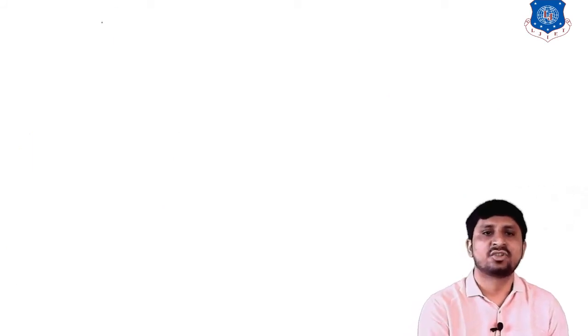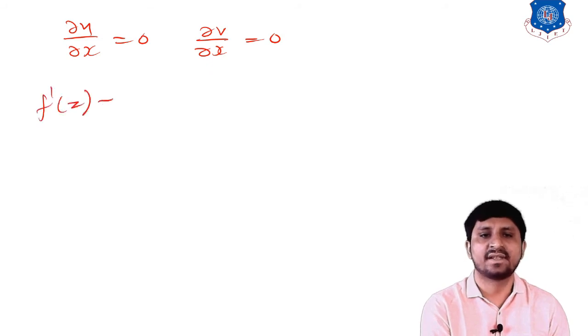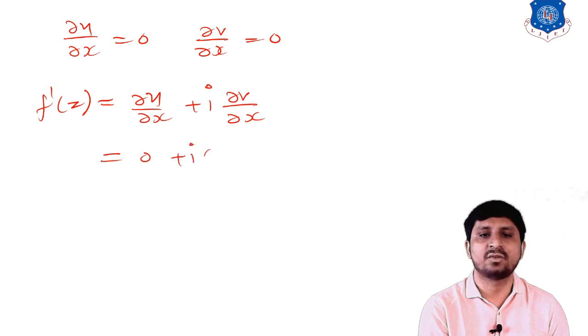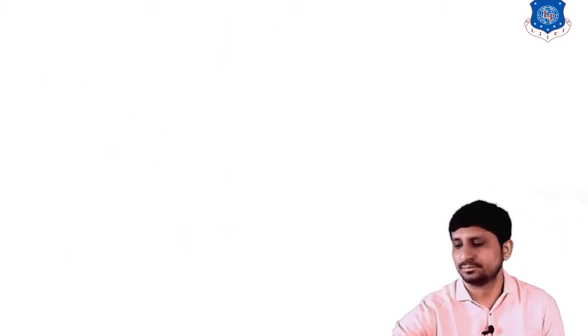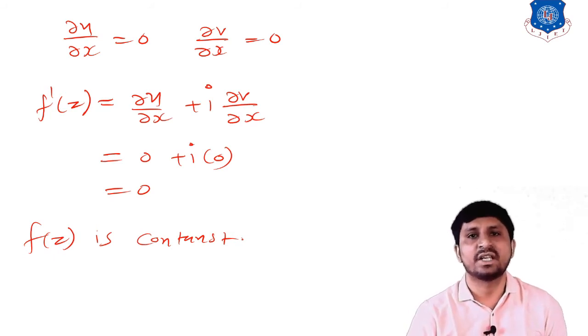Now these two terms are 0: del u by del x is 0 and del v by del x is 0. And what is my f dash z? f dash z is equal to del u by del x plus i del v by del x, and these two are 0, so 0 plus i into 0 is equal to 0. So we can say that f of z is constant, because f dash z is equal to 0. That means f of z must be a constant function.